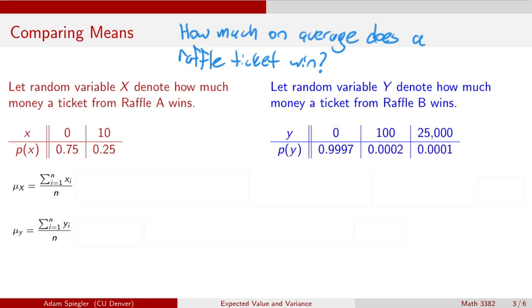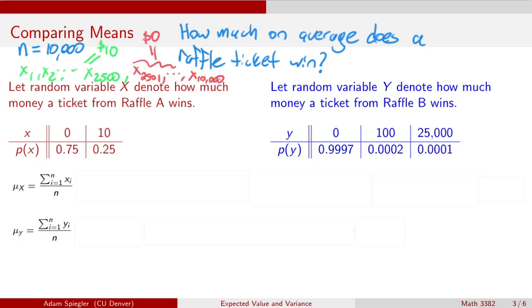Okay, so to calculate a mean, we're going to use the same old formula, which is we're going to add up all of the possible values of X and then divide by n. So in this case, X would be all 10,000 possible winnings for all 10,000 possible tickets. So we've got the first, say, 2,500 values in our sample would be the $10 that 25% of the people won, and the remaining 7,500 values in our sample would be all of the people that got $0.